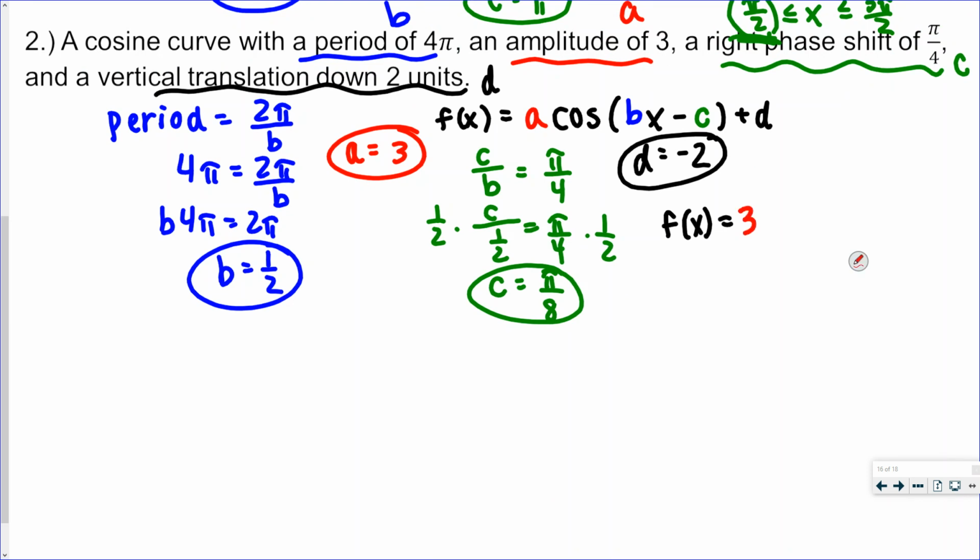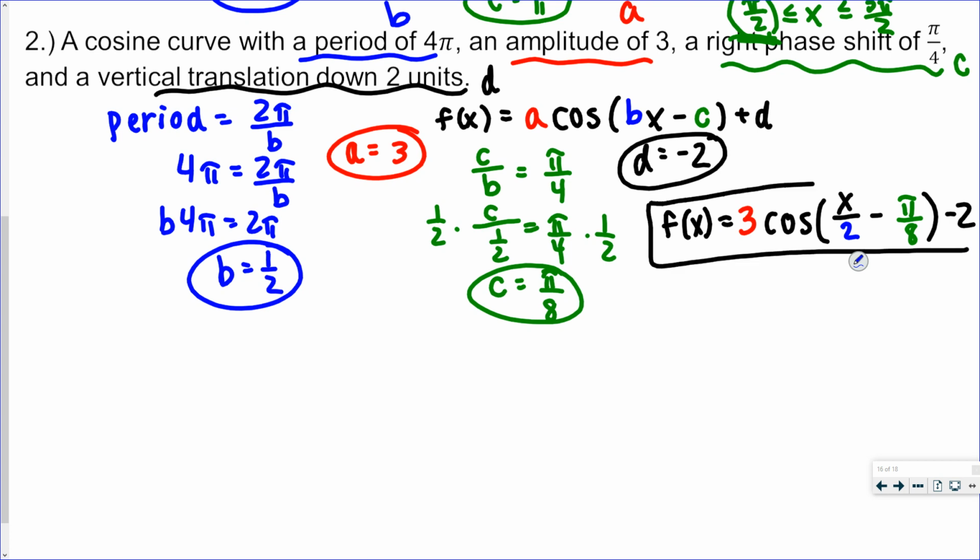3, amplitude, cosine. Now, usually you'll see it written like this, like x over 2. You can do 1/2 x if you want. I actually wrote 1/2 x on my answer key. That's fine. Minus pi over 8 minus 2. Okay, we're thinking this is our final answer.